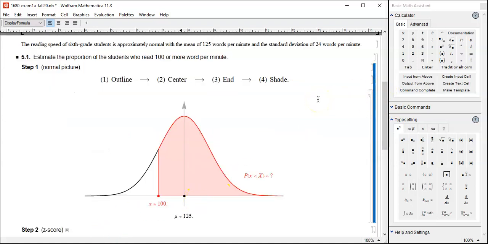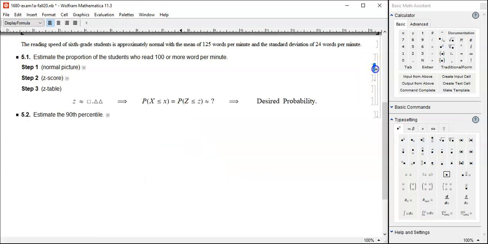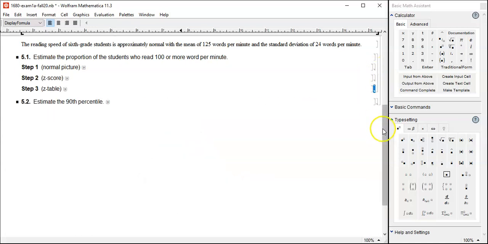The numbers you get from the z-table are always shaded to the left, but this one is shaded to the right. So you need some adjustment. Okay, I'll stop here and I'm going to ask you to figure out the rest.